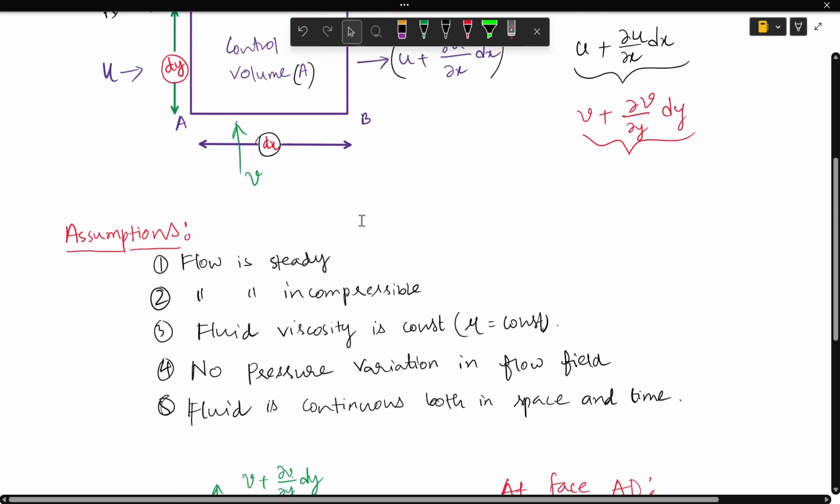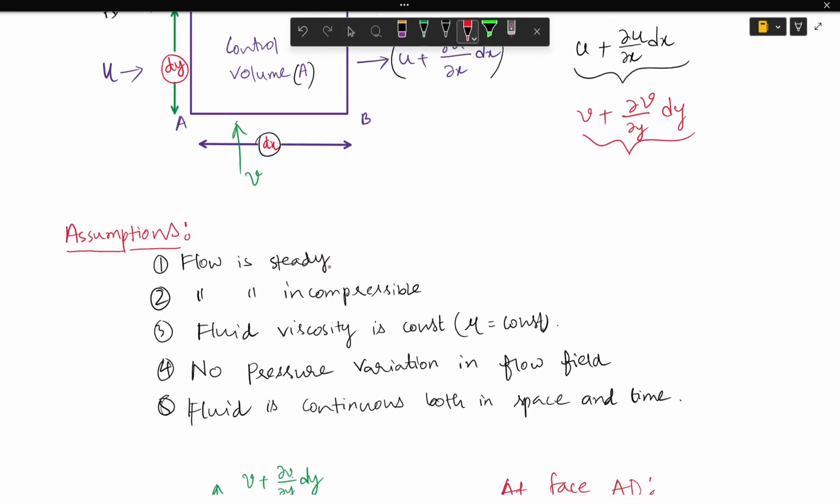So what are the assumptions in this case? The flow is steady, it is incompressible. The fluid viscosity is constant. From where viscosity comes, if you remember, tau is proportional to du/dy, or you can say tau is proportional to d theta/dt. So from here we can say tau is equal to mu du/dy, which is the velocity gradient, right? Or d theta/dt, the strain rate, is also possible.